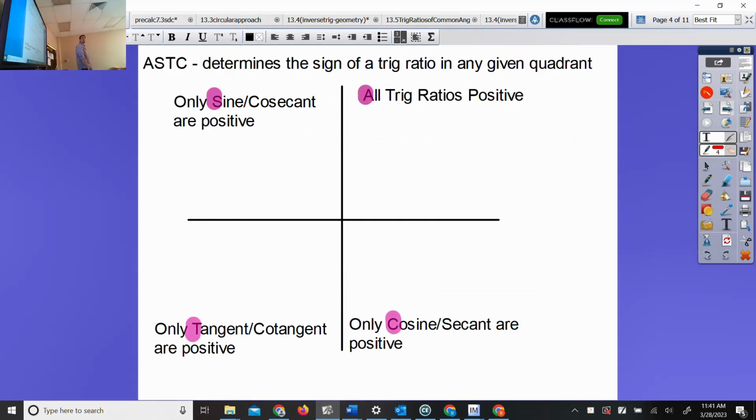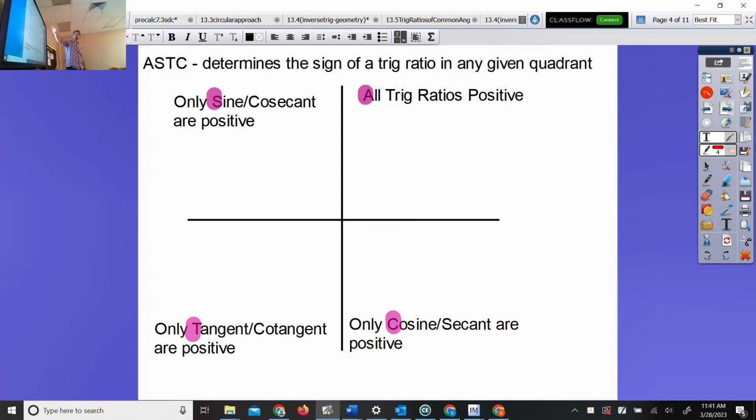Here is ASTC, and I wish, but I'm recording, I can't say the R-rated version of this. Your acronym will be All Schools Torture Children. ASTC, All Schools Torture Children. That's to help you remember it. ASTC tells you the trig ratio sign in any given quadrant. So in the first quadrant, all the trig ratios are positive. Doesn't matter if it's sine, cosine, cosecant, secant. The ratio is going to be what?